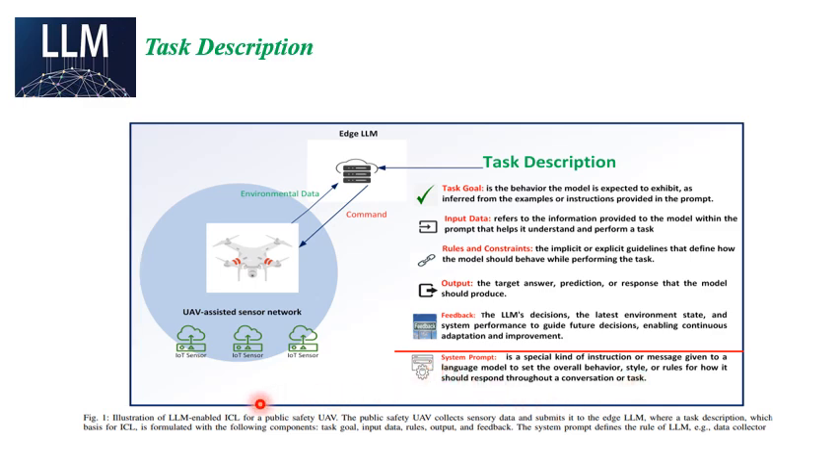So once again, the overall process: the UAV interacts with the ground sensors, collects sensory data, and passes the collected data to the LLM. A task description is shaped, each element is filled, and the LLM, based on this task description, generates a command and passes it to the UAV for execution.